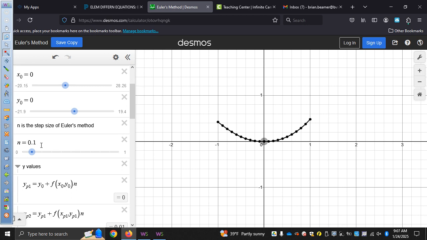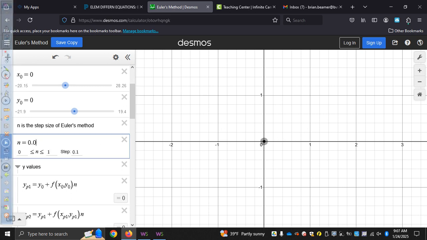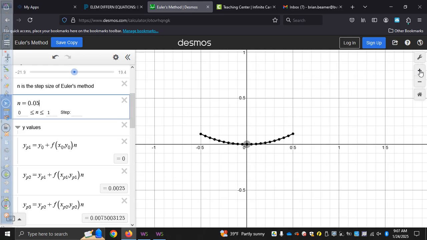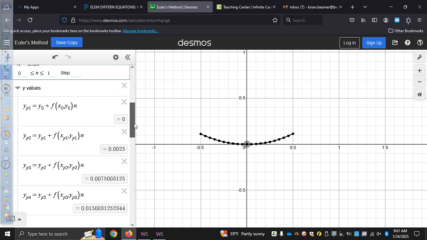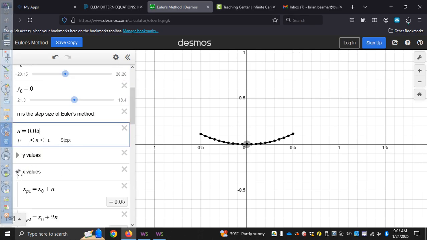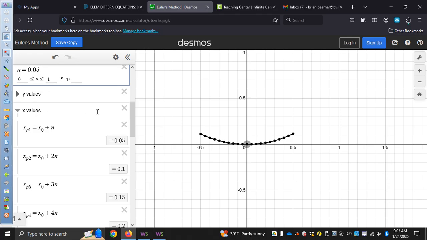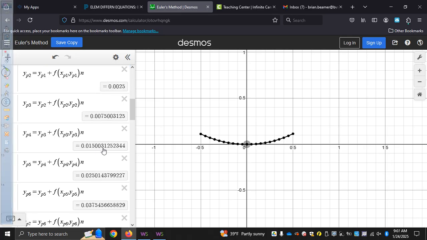If we change the step size to 0.05, zoom in a little bit. So there are x values, 0.05, 0.1, and so on. So here, for the fourth value, we get x equals 0.2, which is what we were looking for. And they give us a few more decimal points than we calculated. So that's nice, the Desmos calculator is nice.